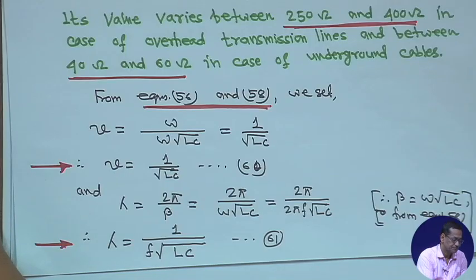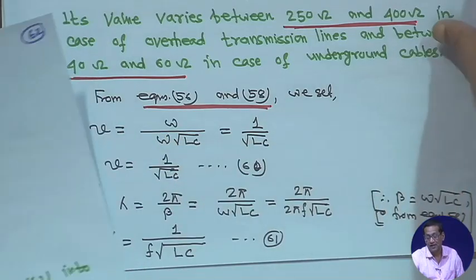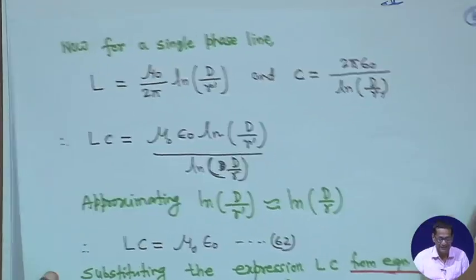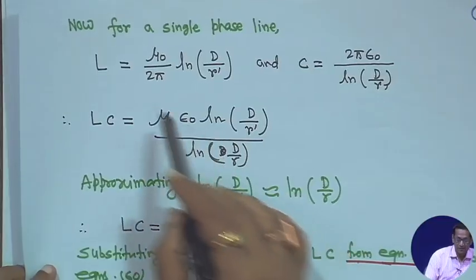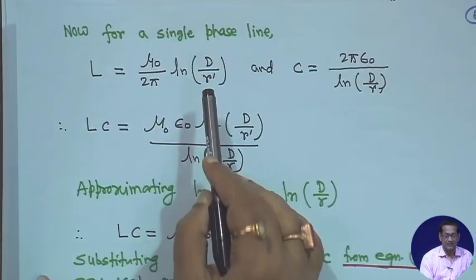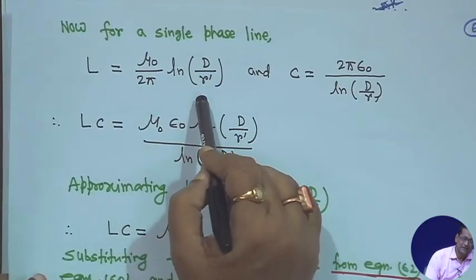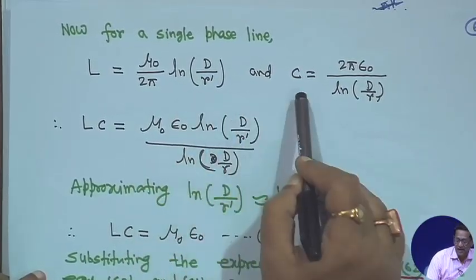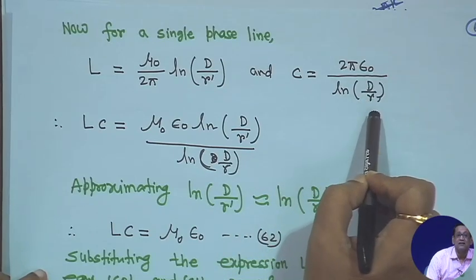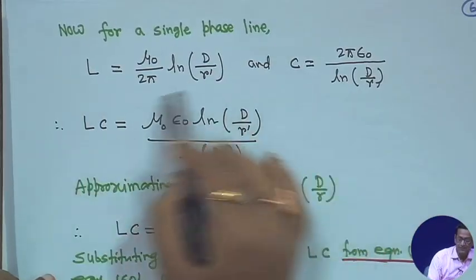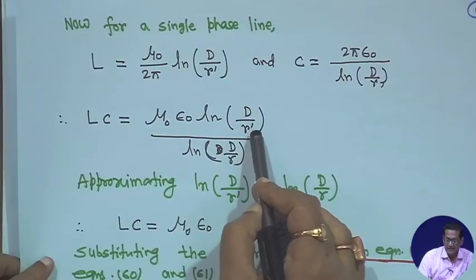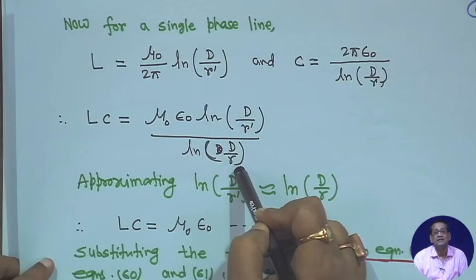Now, we will make some approximation. For a single phase line, while conducting inductance and capacitance calculations, we got L is equal to mu 0 by 2 pi ln d upon r dash, and capacitance C is equal to 2 pi epsilon 0 upon ln d upon r. Now, multiply these two, L and C. L C is equal to mu 0 epsilon 0 into ln d upon r dash divided by ln d upon r.